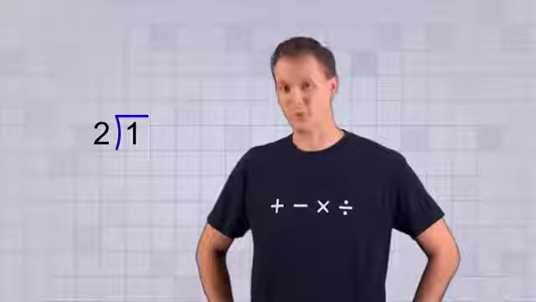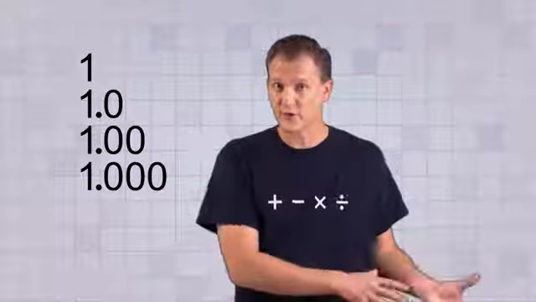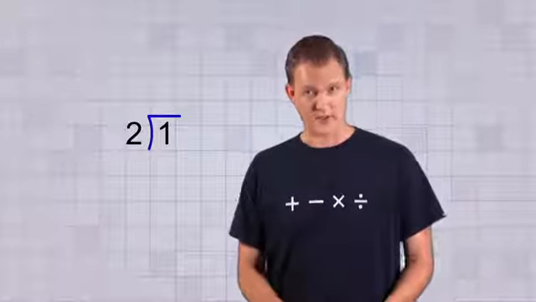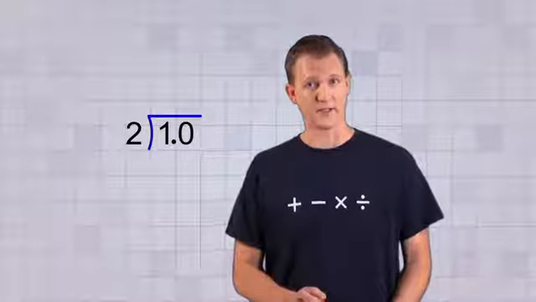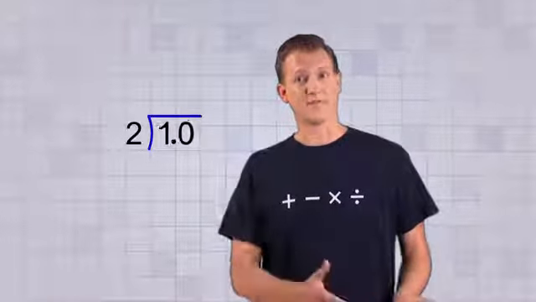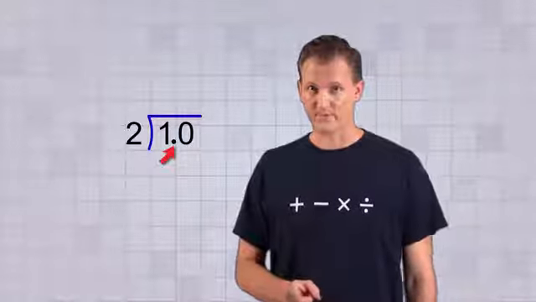And that's where the decimal point comes in. Now you remember that in the last section, we learned that 1 could be written as 1.0 or 1.00 or 1.000 and its value is still 1. Let's try doing that here and see what happens. After the 1, put a decimal point and then a 0 in the tenths place. Now our division problem looks like 10 divided by 2, and that's easy to do. The only difference is we have a decimal point.